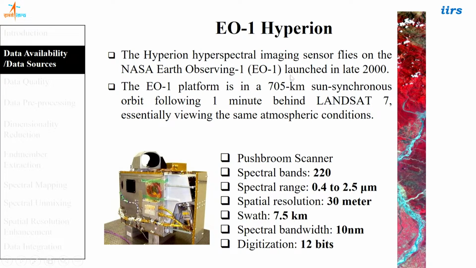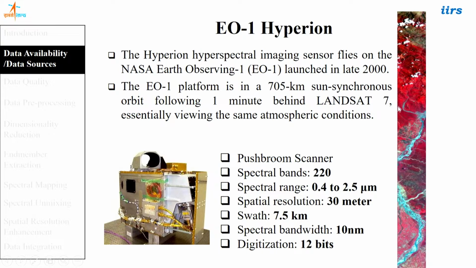So this is one of the Hyperion sensor specifications. As I told, the EO-1 satellite was following 1 minute behind Landsat 7 to collect the data with similar atmospheric conditions. 220 bands are the spectral bands. 0.4 to 2.5 micrometer is the spectral range, and 30 meter is the spatial resolution. Swath width is 7.5 kilometer.